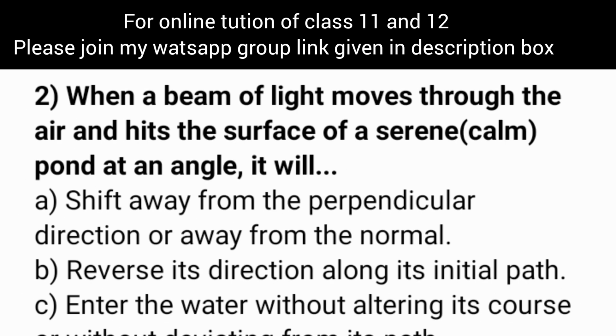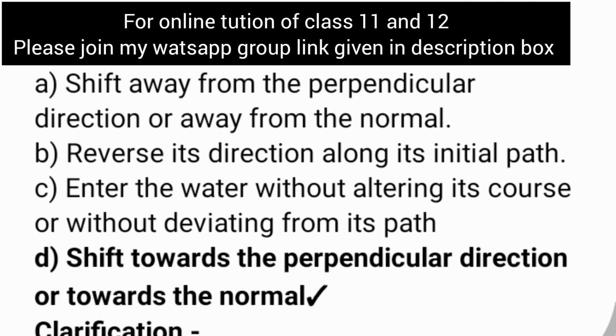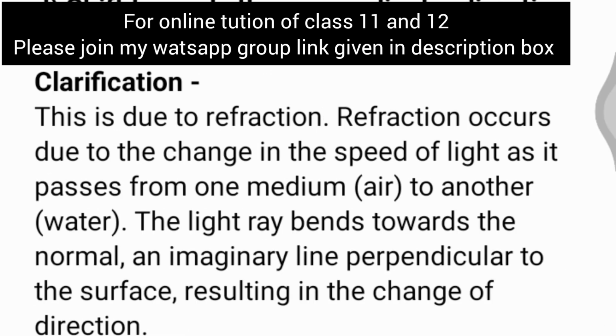Now question number 2. When a beam of light moves through the air and hits the surface of a serene, that is calm pond at an angle, it will, so the correct option is, shift towards the perpendicular direction or towards the normal. Now let's see our clarification. This is due to refraction. This phenomenon occurs due to refraction, because refraction is the change in the speed of light as it passes from one medium to another, that is from air to water. The light ray bends towards the normal, an imaginary line perpendicular to the surface, resulting in the change of direction.